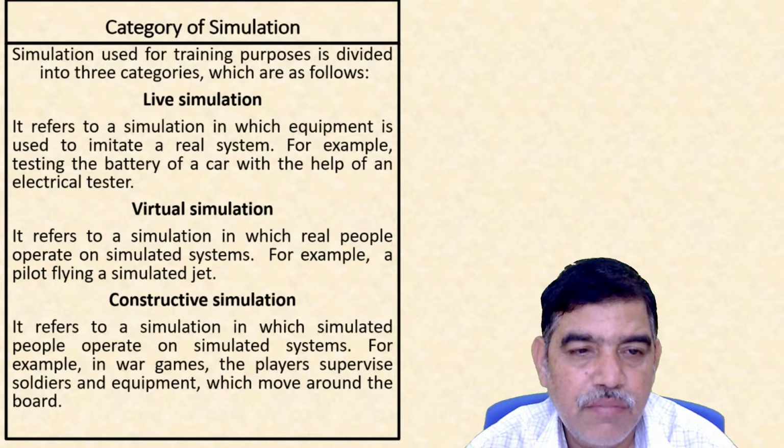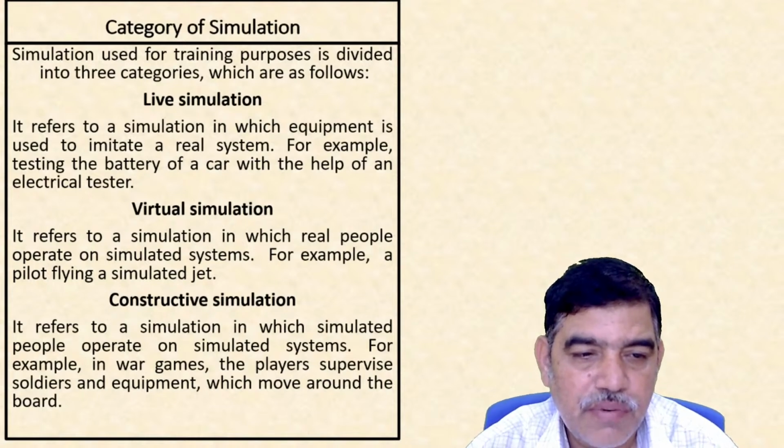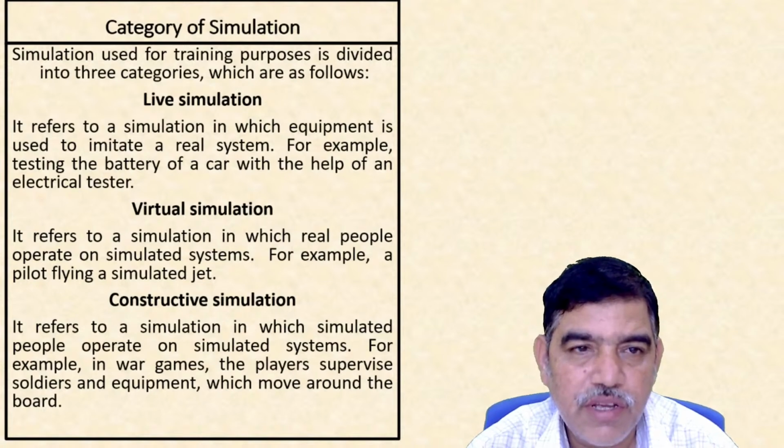Similarly, virtual simulation refers to a simulation in which real people operate a simulated system. For example, a pilot flying a simulated jet. Constructive simulation refers to a simulation in which simulated people operate a simulated system. For example, in war games, the player supervises soldiers and equipment which move around the board. So this is the category of simulation.